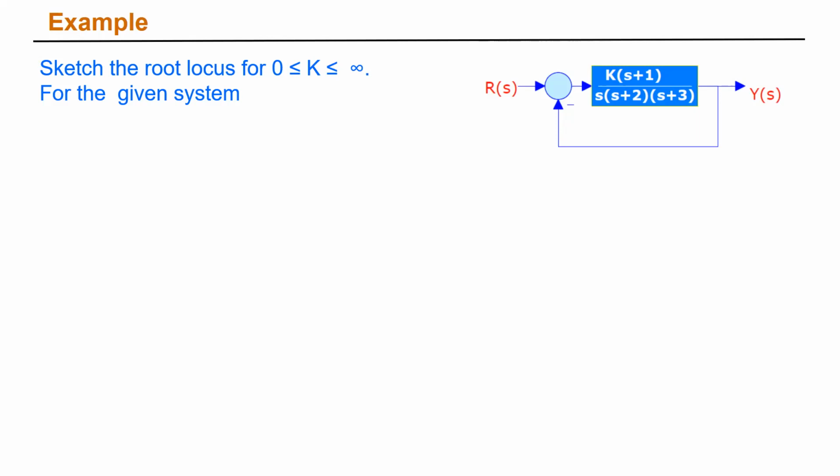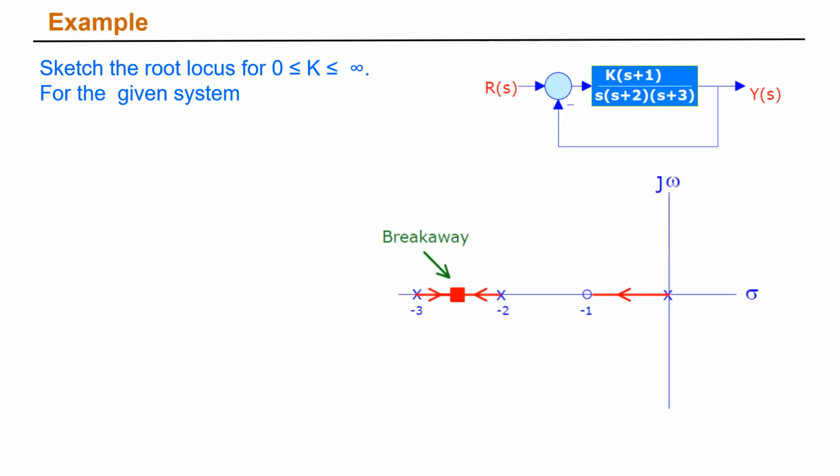Okay, basically let me locate the poles and zeros. I will have one zero at minus 1, one pole at 0, a pole at minus 2, and a pole at minus 3. Clearly in this area I should have a breakaway point, a local maximum. How do I find this one?